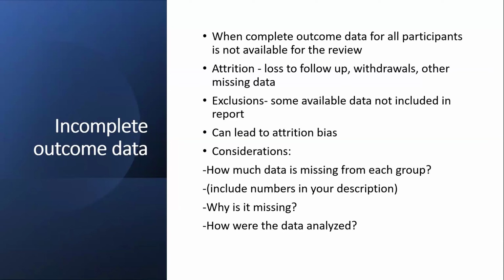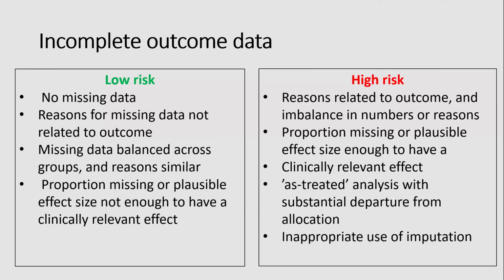Now the considerations: how much data is missing from each group. That has to be checked, whether there was so much missing data, or they included only a few numbers where there were positive findings and did not report the numbers with negative findings. Then, why is it missing? Then, how were the data analyzed? As I told in my previous slides, if there was loss to follow up at 3 months, 6 months, 12 months, you have to report how much the follow up was and how the analysis was done.